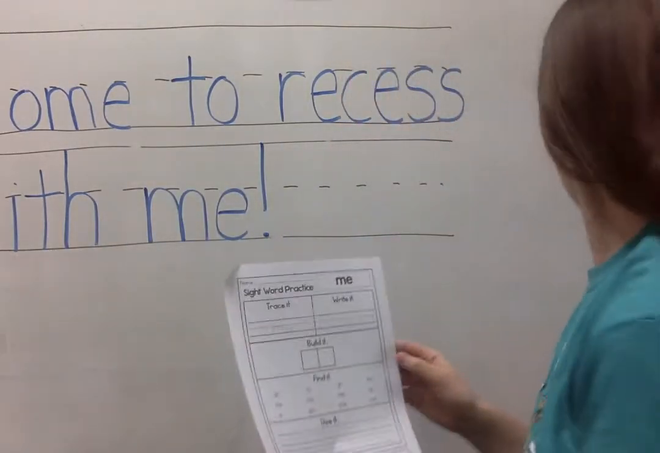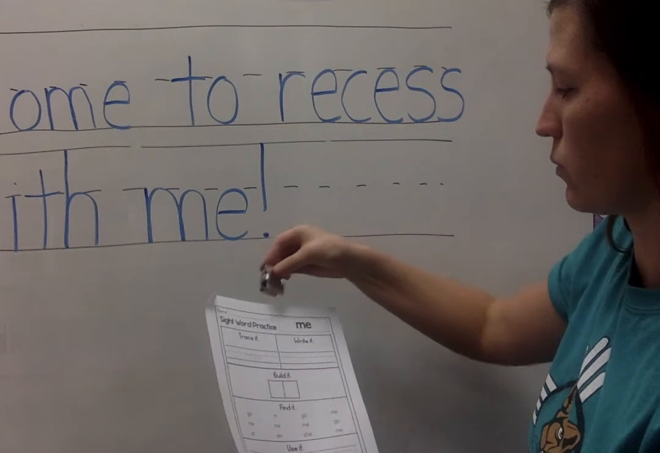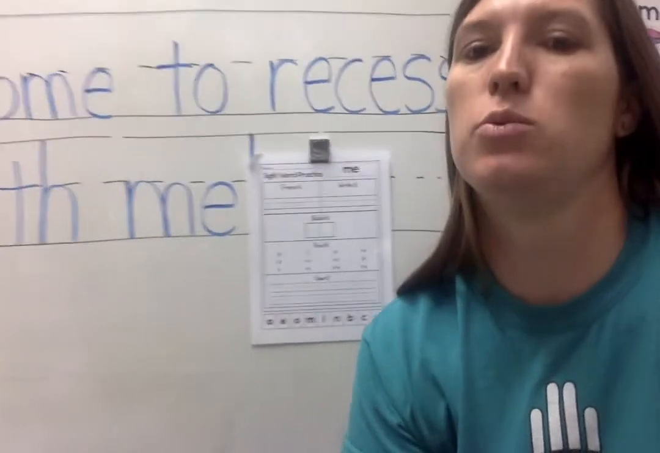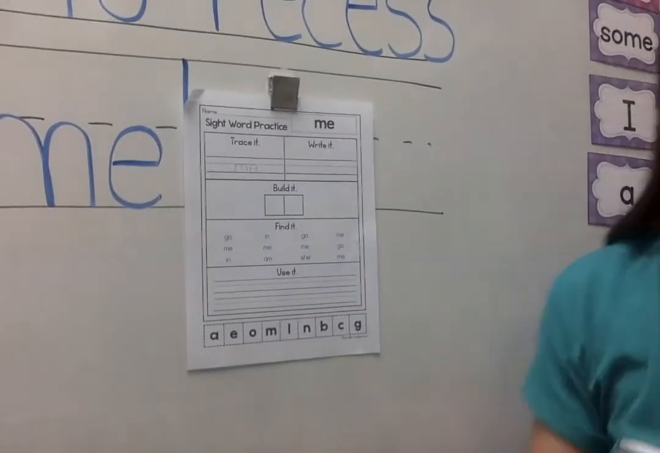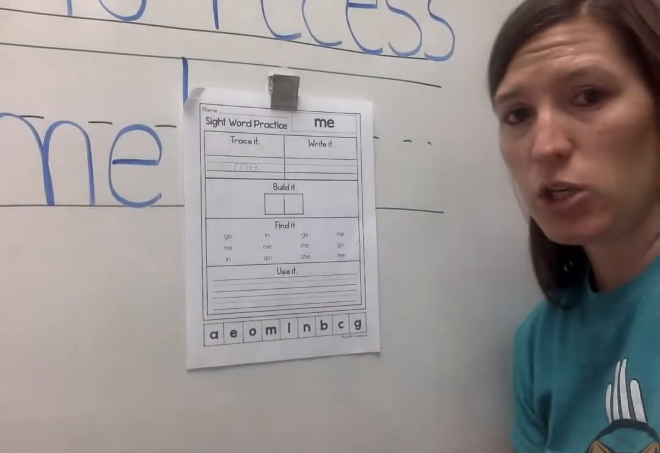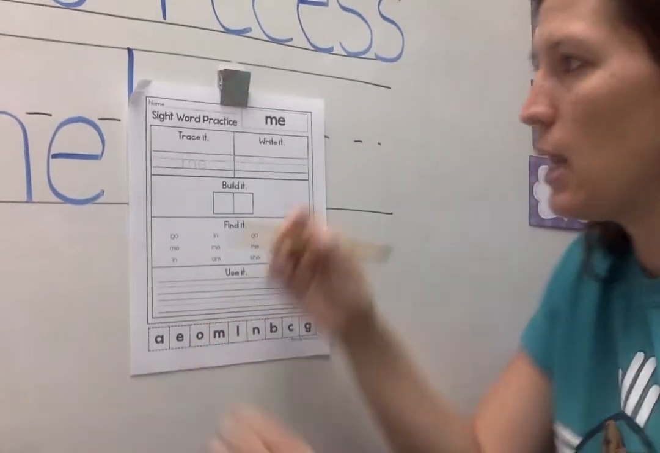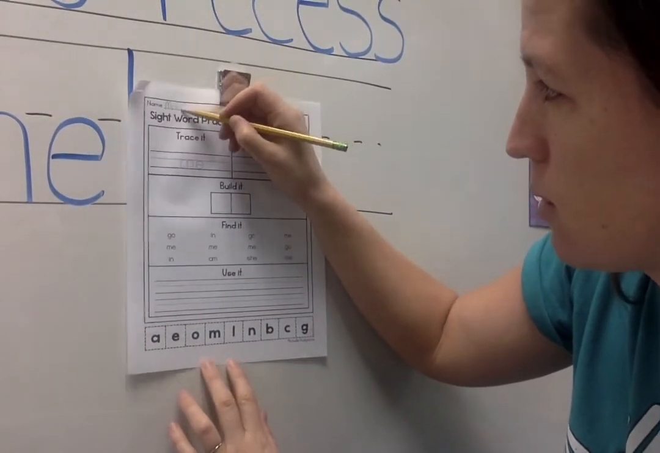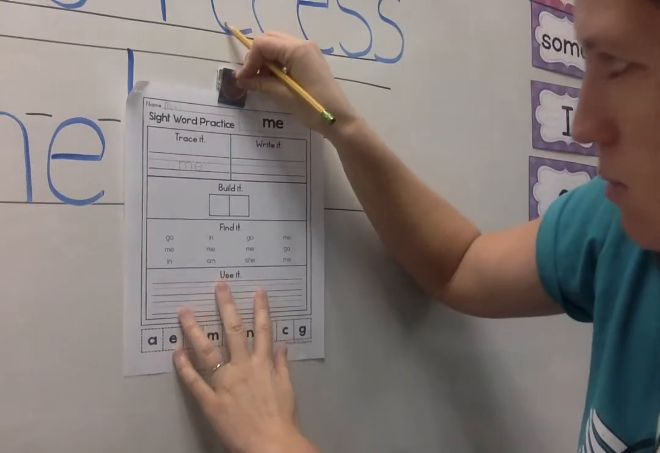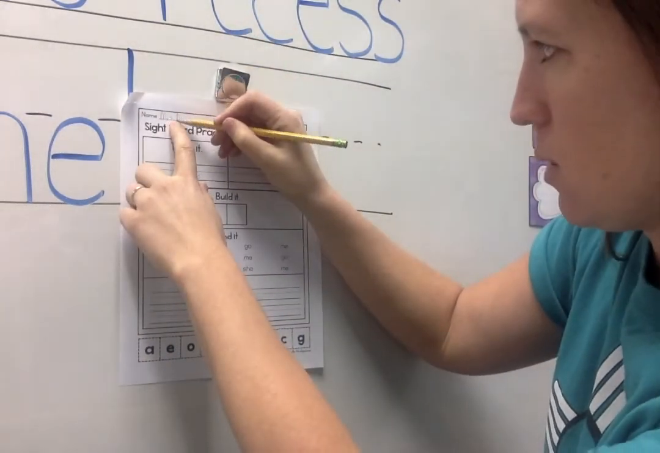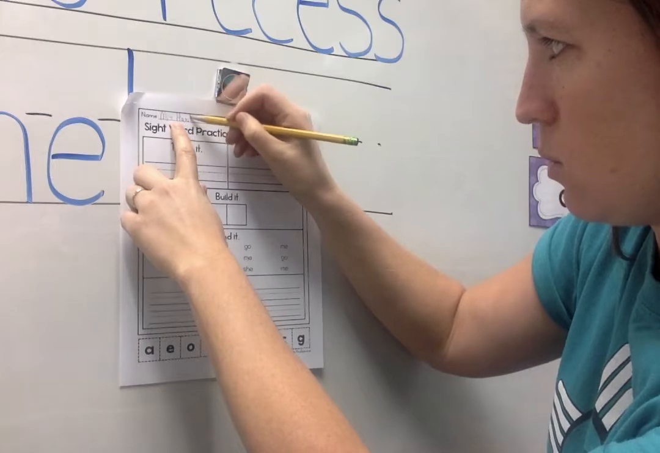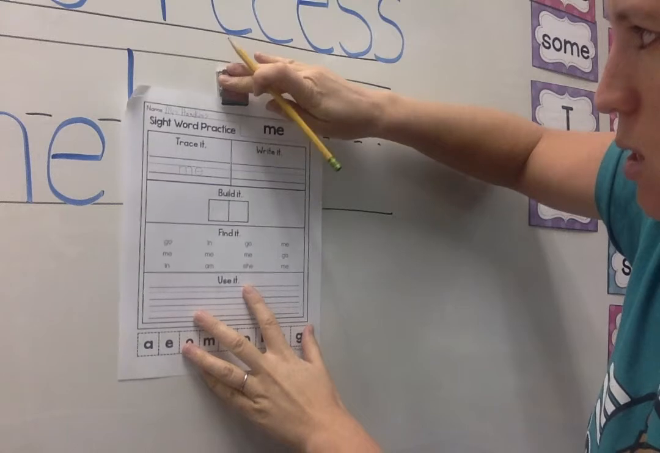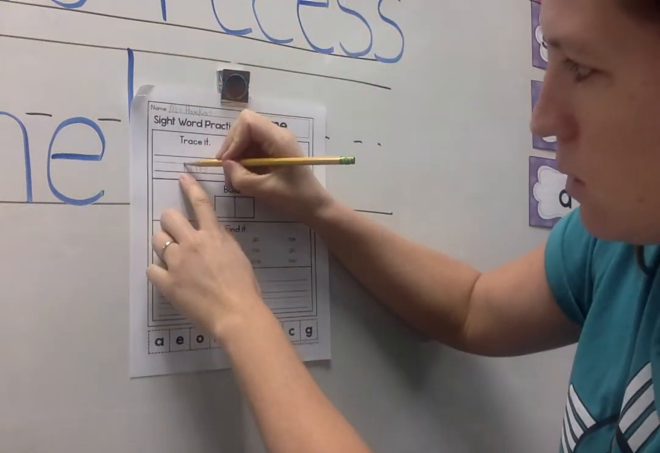I need my clip. Here's a good one. We need closer. You guys can't see that hardly. First thing I need to do is write my name. Mrs. Hawkins. My clippy is in the way. Hawkins. Mrs. Hawkins. Trace it.